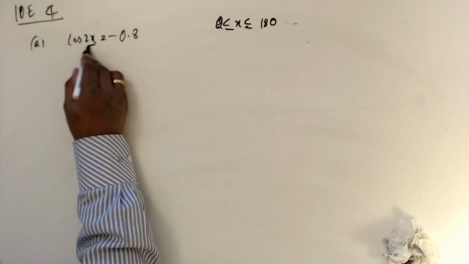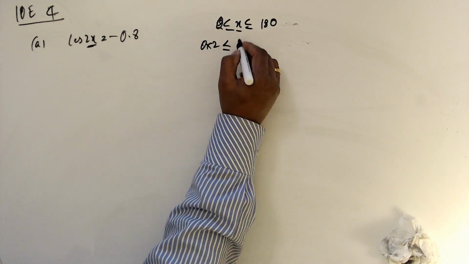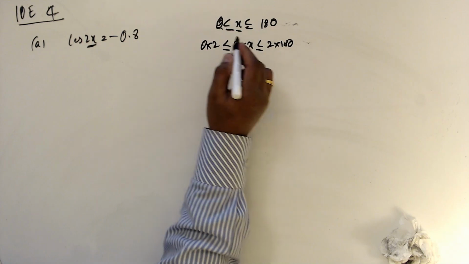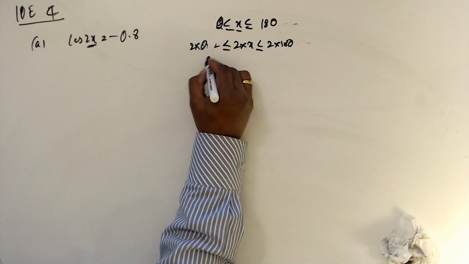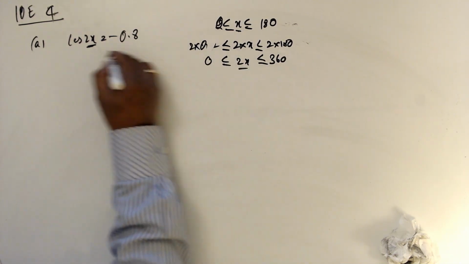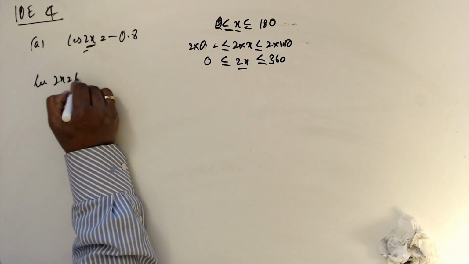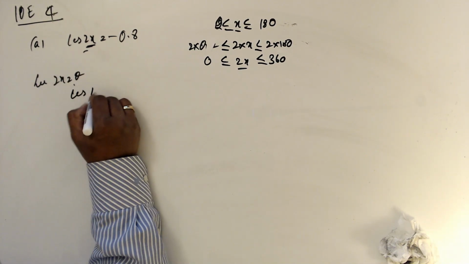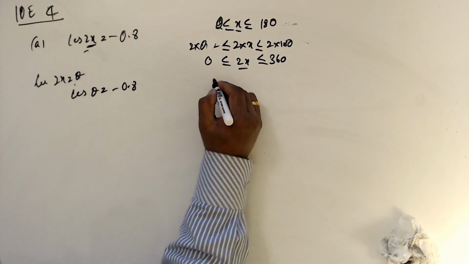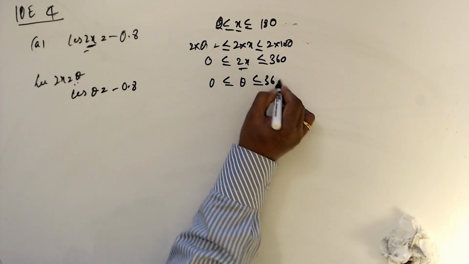So this is the angle size 2x. This is x, so I'm going to make 2x by multiplying by 2. 2 times 180. So this is 0, this is 2x, and this is 360. Now it matches. Let 2x equal theta, then cos theta equal 0.8, with 0 less than theta less than 360.